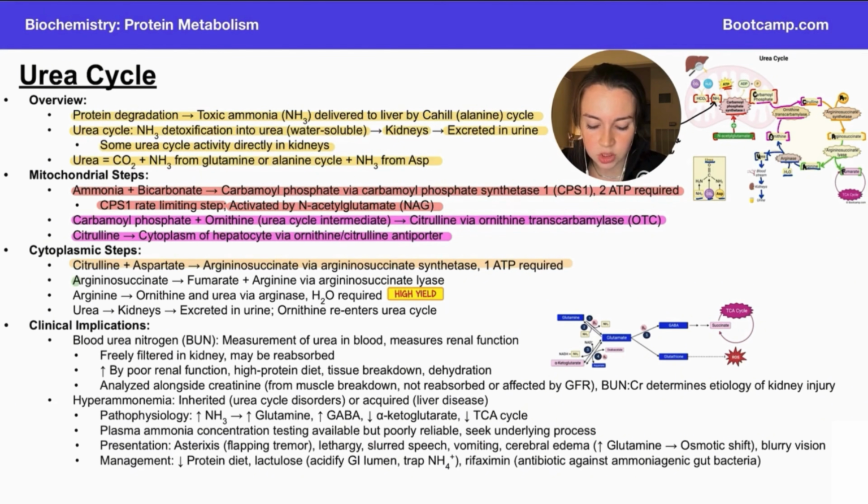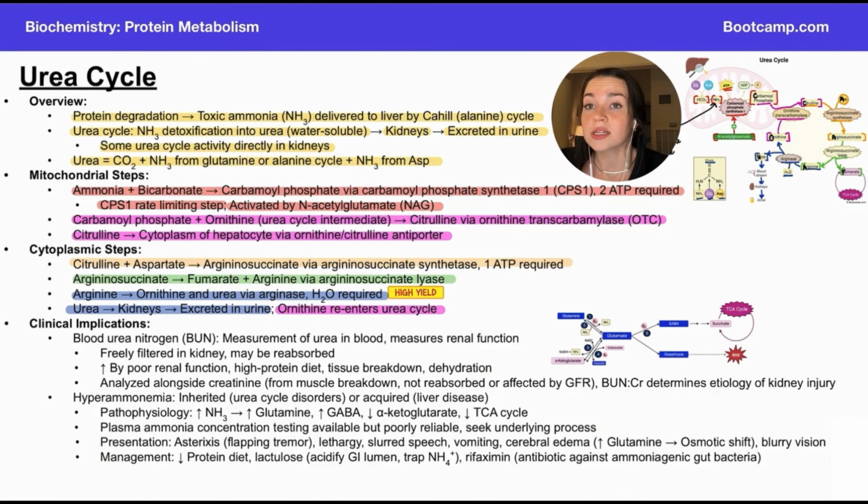Arginosuccinate could be broken into fumarate and arginine via the enzyme arginosuccinate lyase. And then our high yield finishing step here is our arginase mediated step, where arginase will convert arginine into ornithine and urea. And this step requires water as well. Once we've made our urea, we can send it to the kidneys and excrete it in the urine. And the ornithine is free to re-enter the urea cycle and combine with another unit of carbamoyl phosphate.